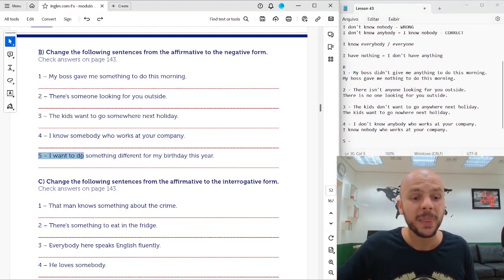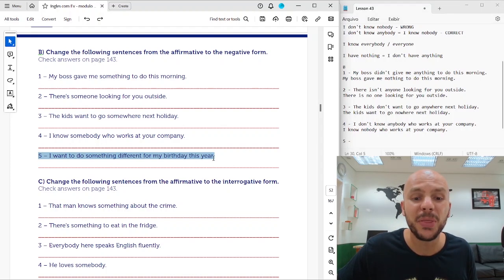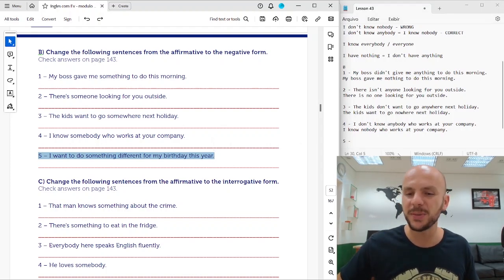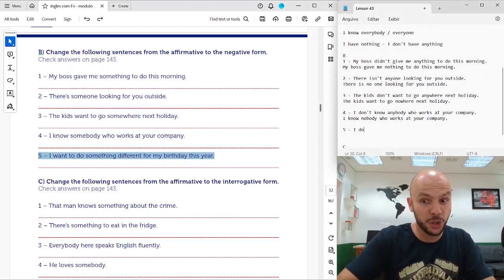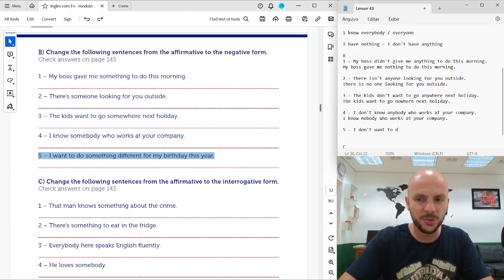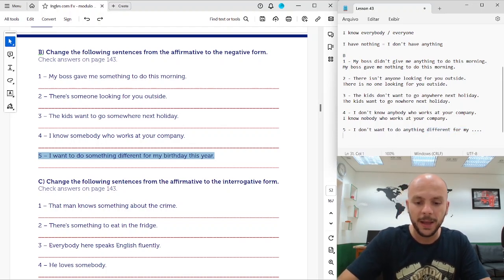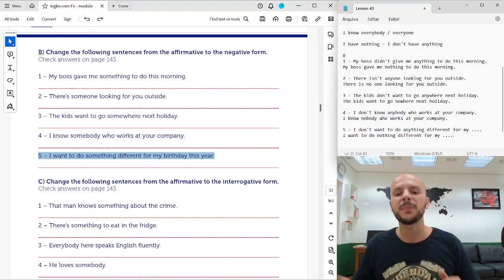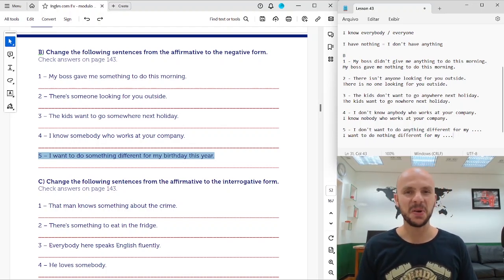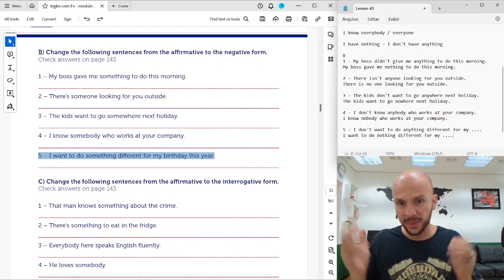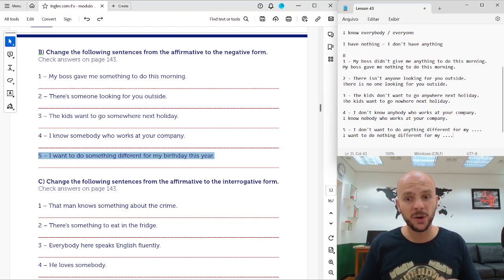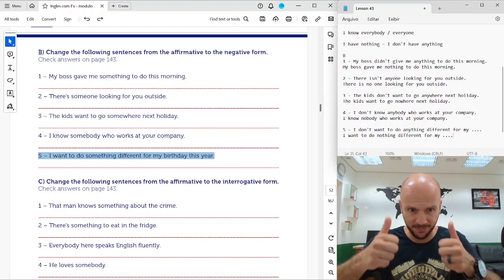And number 5, I want to do something different for my birthday this year. Negative. I don't want to do anything different for my birthday this year, okay? Or I want to do nothing different for my birthday this year, okay? If I use no without auxiliary, if I use any with auxiliary, do, does, did, all right?